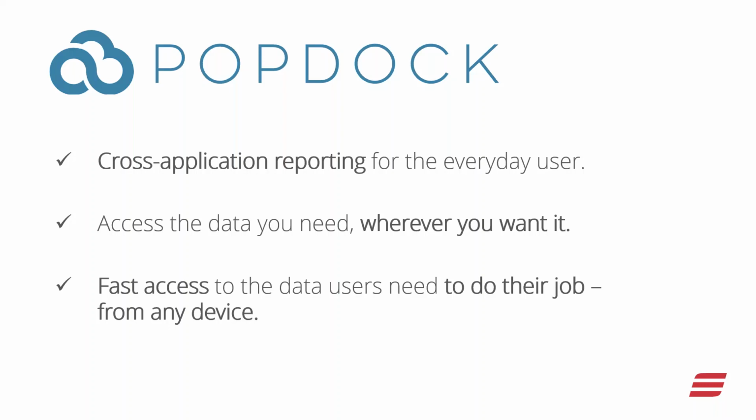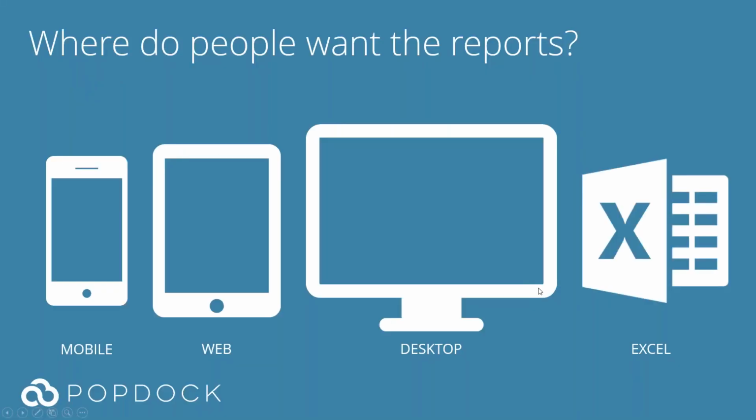And we're talking about with Popdock that you can access that data wherever, basically, wherever you want it. So I have a slide I'm going to show you next on exactly what that means. But again, we're talking about fast access to that data that you need to do your job from any device. And so what do I mean by any device? Well, that could be a mobile phone, that could be your desktop, that could be a tablet, that could be right from Excel, right? If you live in Excel, like I know a lot of people do in the business world, we can get at that data and then you can do whatever you need to with it.